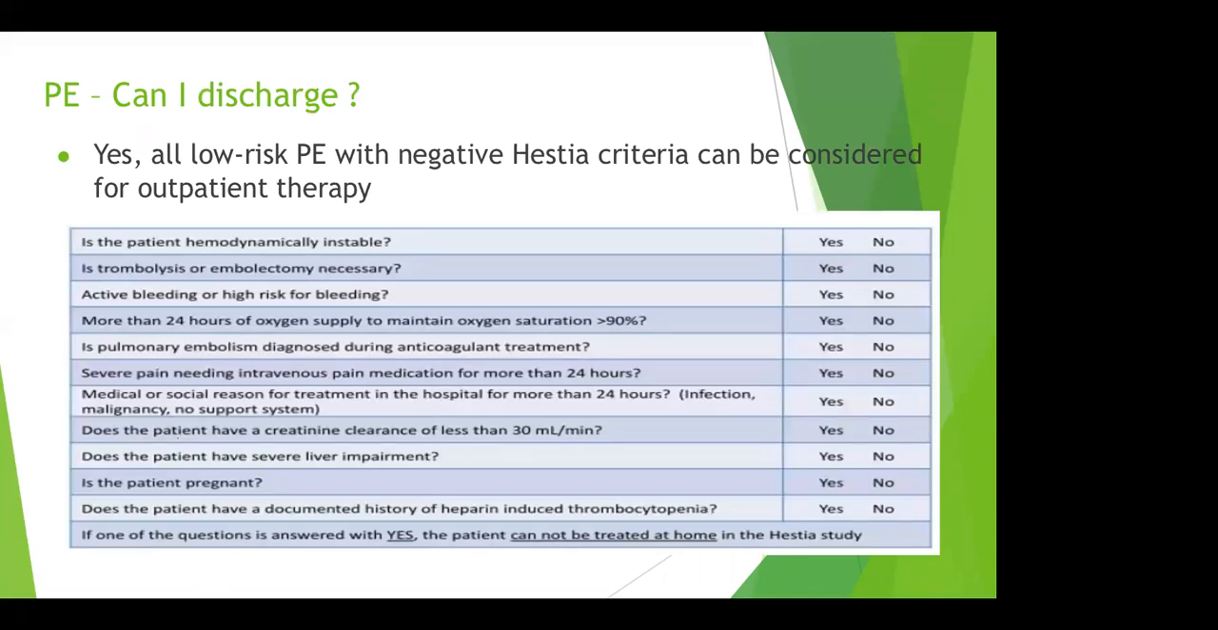Yeah. So PE, can I discharge? Yes, as I mentioned earlier, there are some subsets of patients which you can discharge. Essentially, any patient with a low risk PE and a negative Hestia criteria, you can consider for discharge and for outpatient therapy. The table below is actually the Hestia criteria. It takes into consideration many things, from your vitals to your comorbids to even the social aspect of the patient. So essentially, if you tick no to everything, then yes, you are fit for discharge. If you tick even 1 yes, then probably it's better to admit the patient and observe.